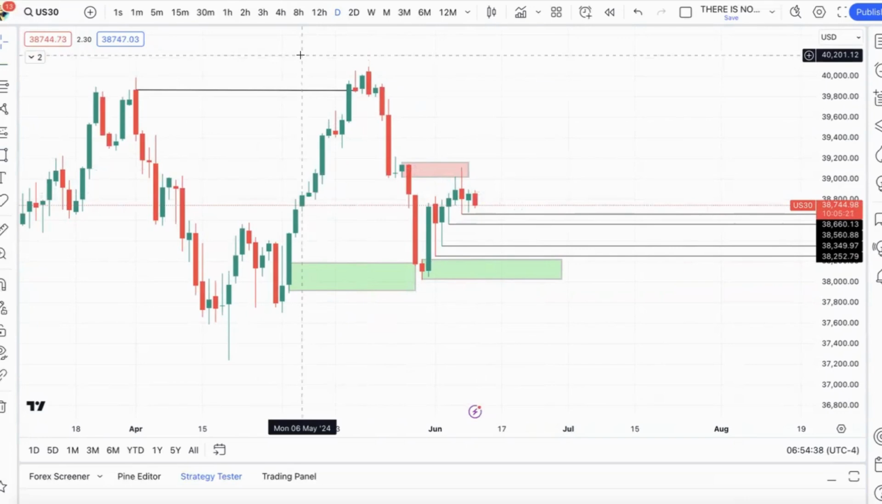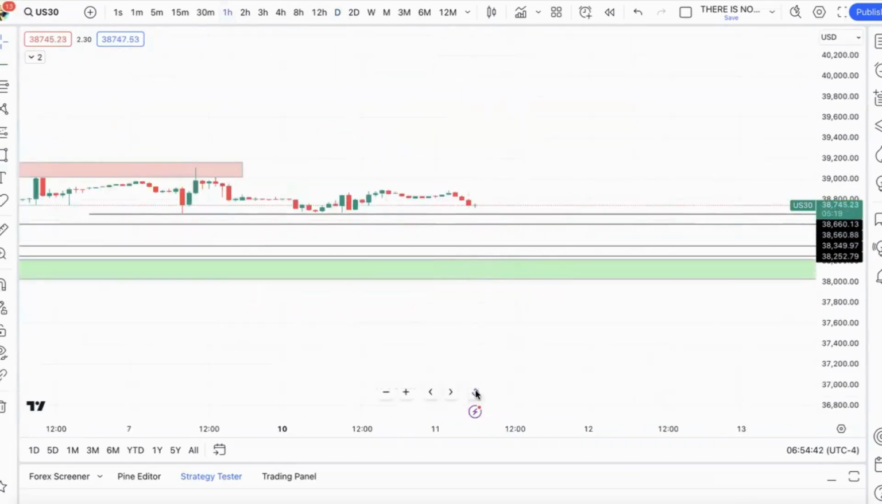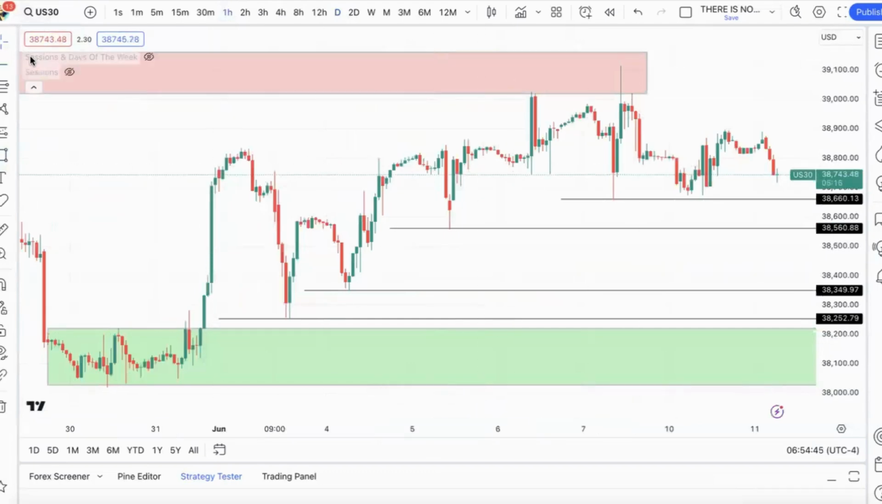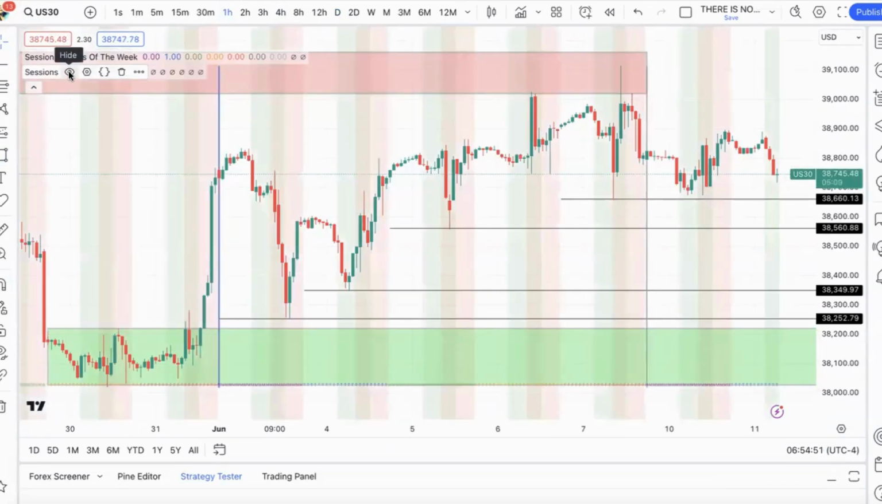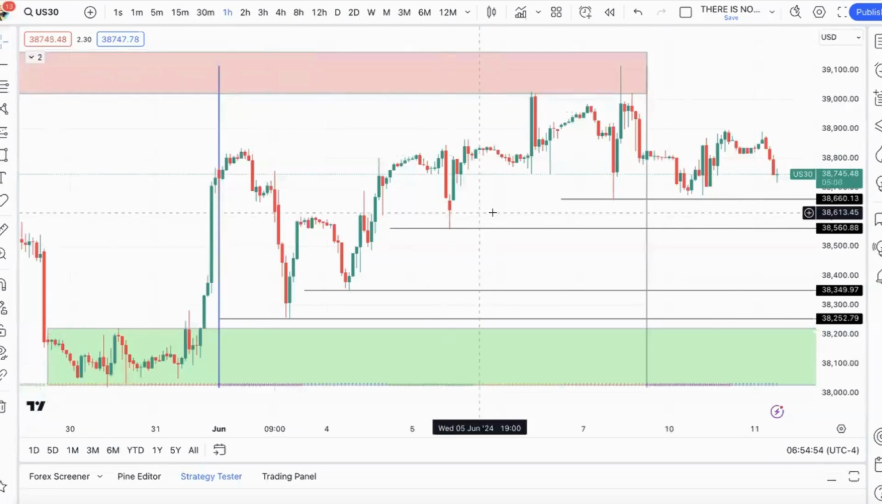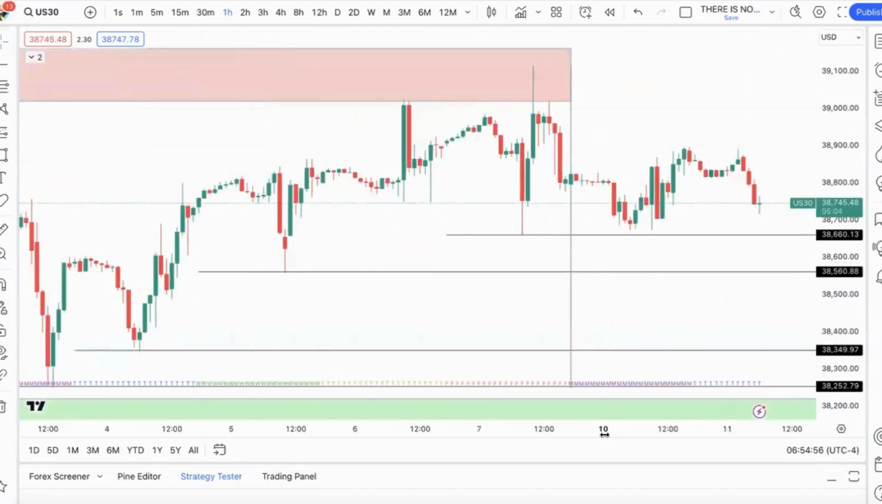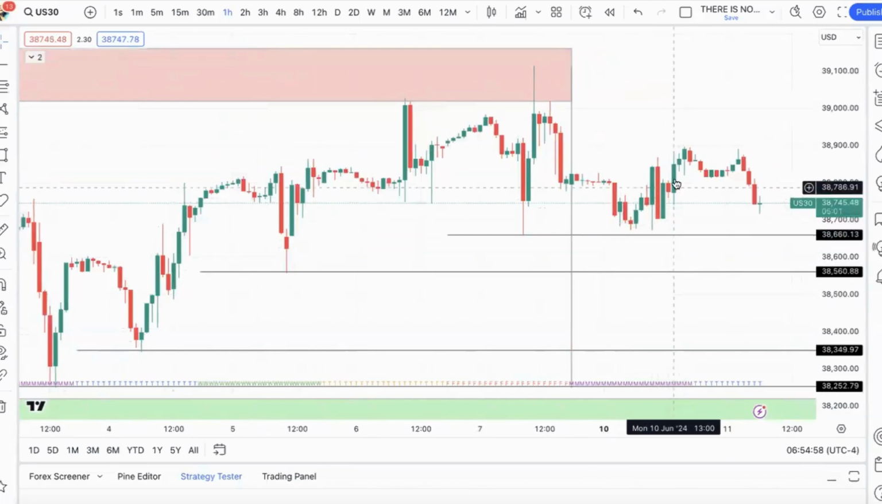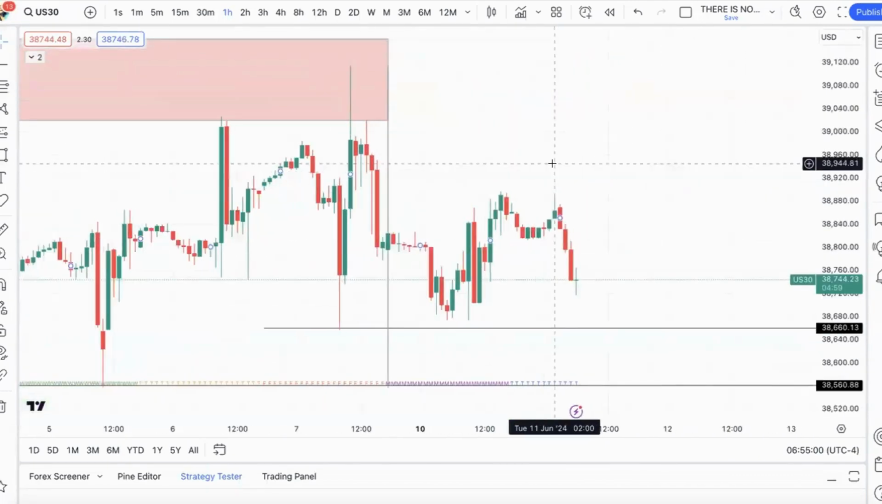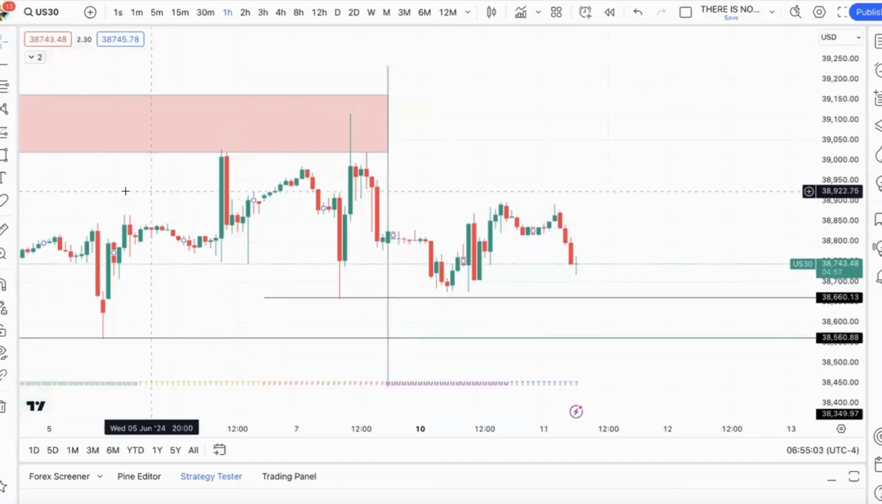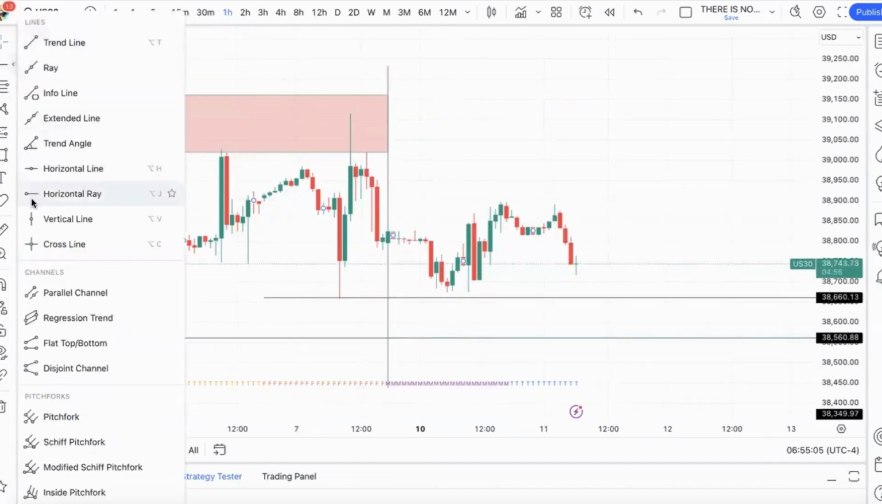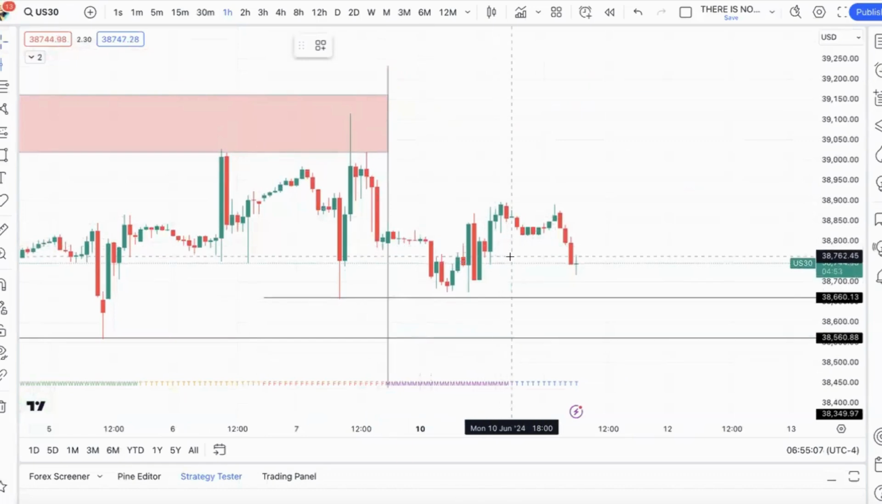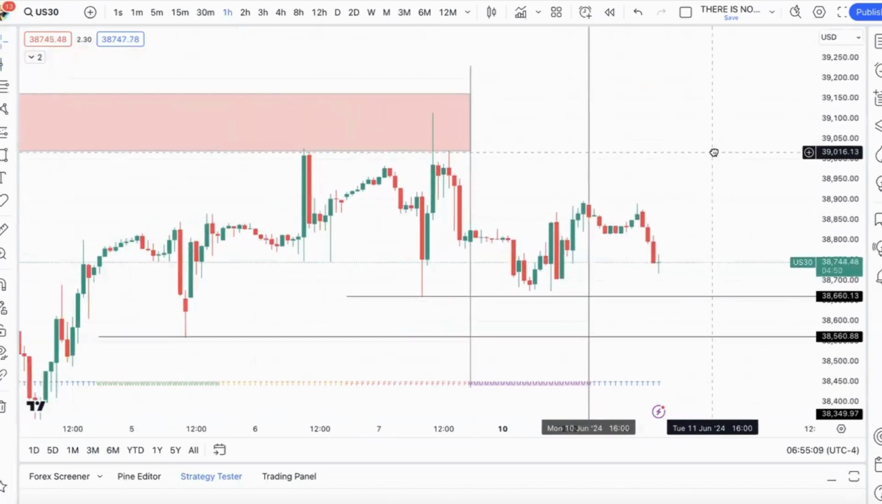I want to show you guys yesterday's possible setup and why I just did not feel like it was a good opportunity for me. So I'm going to put on the sessions, days of the week. This is the only indicator that I use, sessions and days of the week. We don't really need indicators, guys. So here's Monday's setup. I'm going to separate Monday and Tuesday. Okay. So here's Monday's setup.